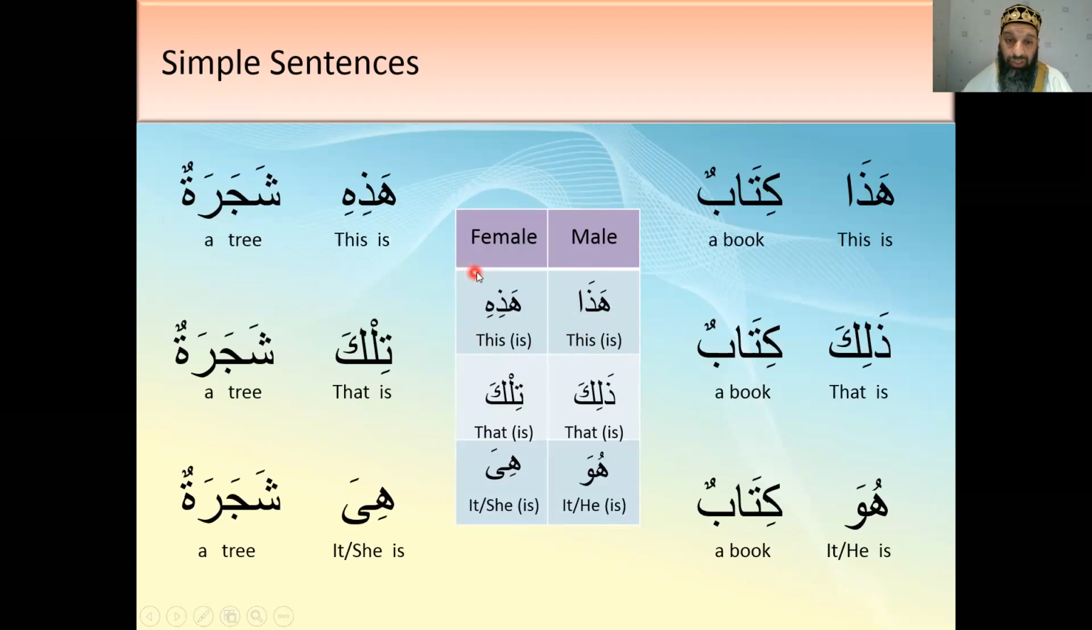For a feminine word, you're going to use hadhihi. So hadha kitabun, that means this is a book. In feminine land, hadhihi shajaratun, this is a tree. You can't say hadha shajaratun because hadha is the male way of saying this is. So hadha goes with the masculine word, hadhihi goes with the feminine word.